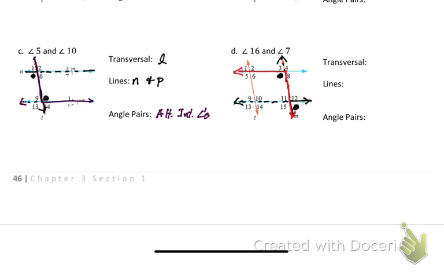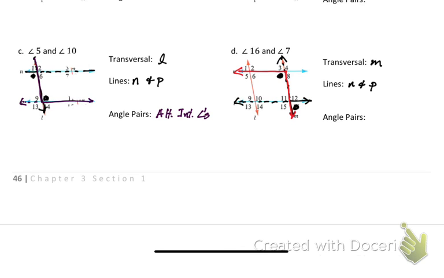Does anyone want to raise your hand and tell me what the transversal and the two lines are? Yeah, what do you got? Transversal is M, and then the two lines are N and P. Yeah, M and N and P. I don't know about you, but doesn't it make it a lot easier if you just highlight this stuff? You can't get it wrong unless you highlighted it wrong. As long as it's highlighted correctly, you shouldn't get it wrong.